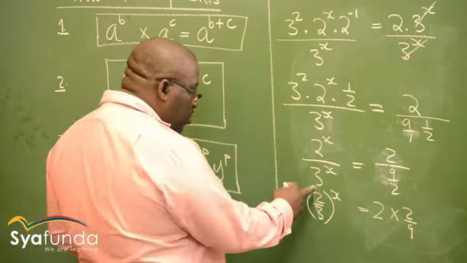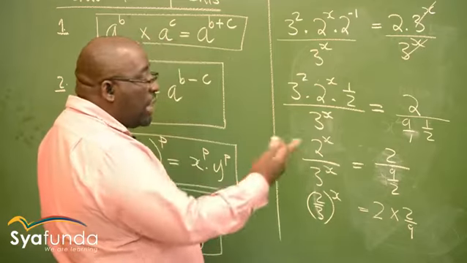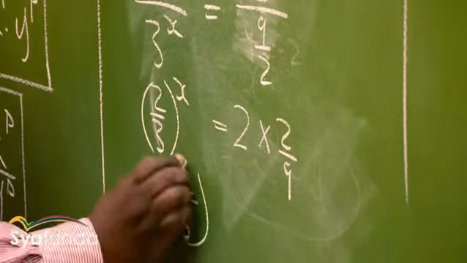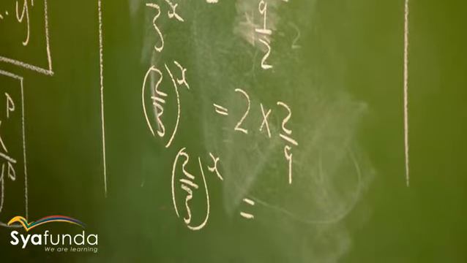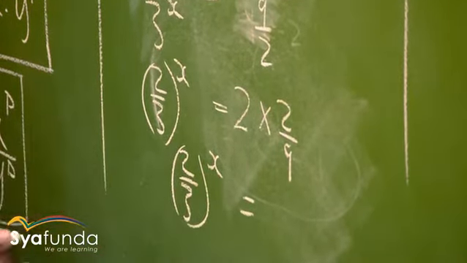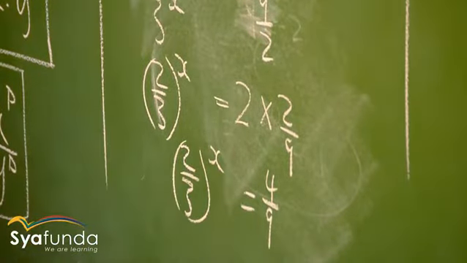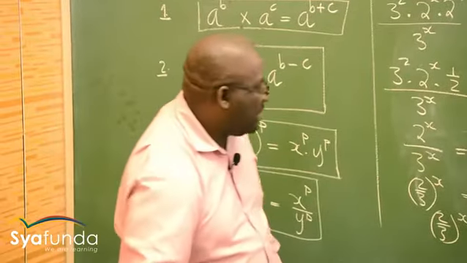This side, we've got 2 over 3 raised to the power x. What do we have on the other side? So we've got 2 over 3 raised to the power x. It is the same as, what is 2 times 2? It is 4 over 9. Oops, that's what we have. How do you solve this? All right, let's move on nevertheless.